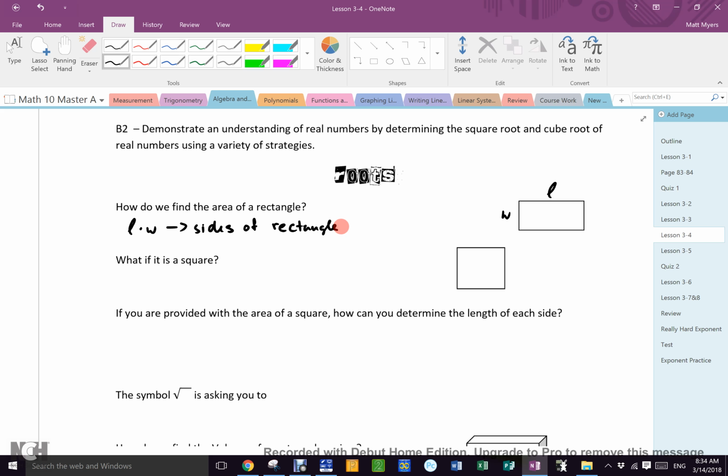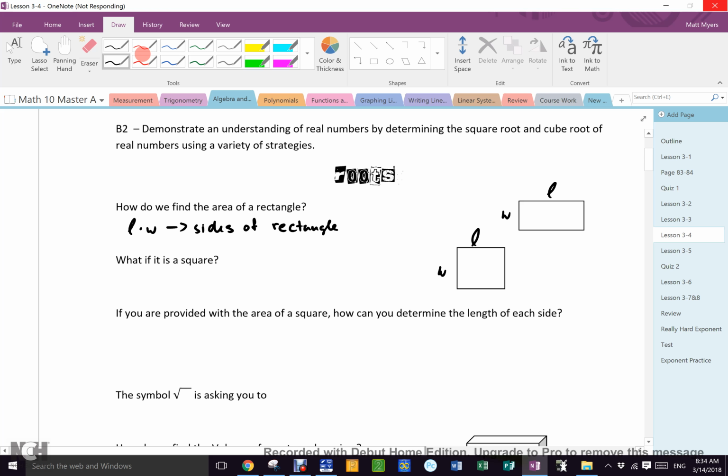Okay. They're the sides of the rectangle, yes? And that gives us the area, yes? All right. What is a square? Okay. Pardon? All sides are equal. So it's a rectangle, but it's slightly different because L equals W, doesn't it? So we can still do L and W, except L and W are the same. So we don't need to use two different letters, do we? We can use the same letter, can't we? So let's go ahead and do that.